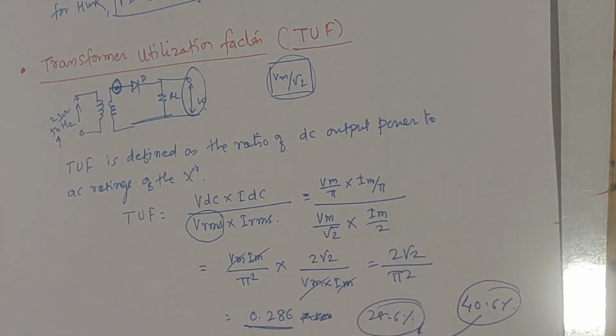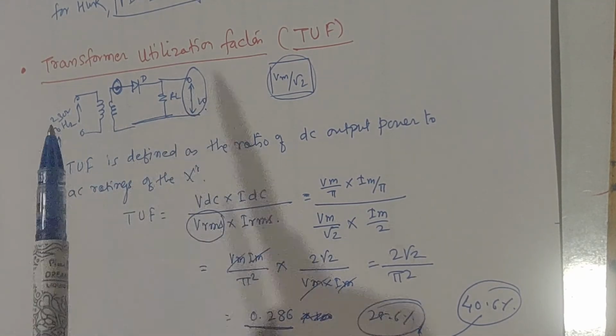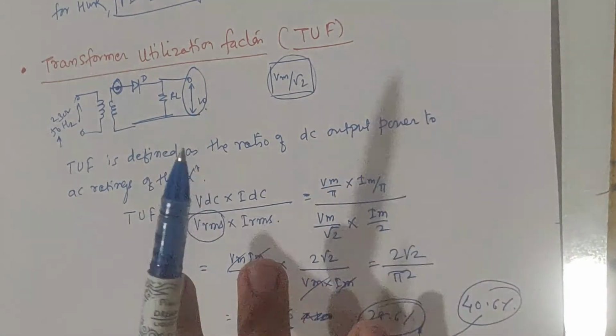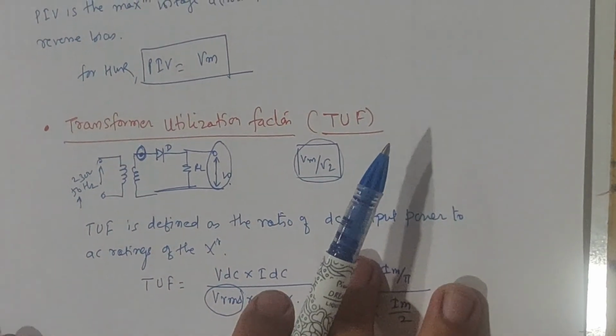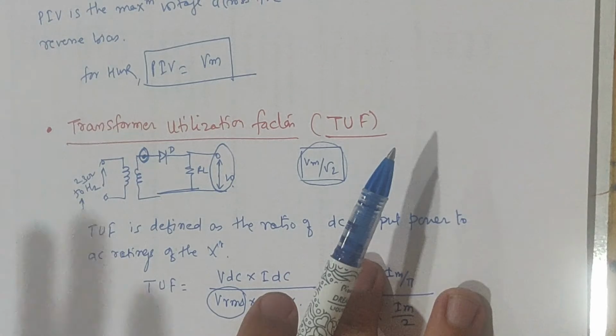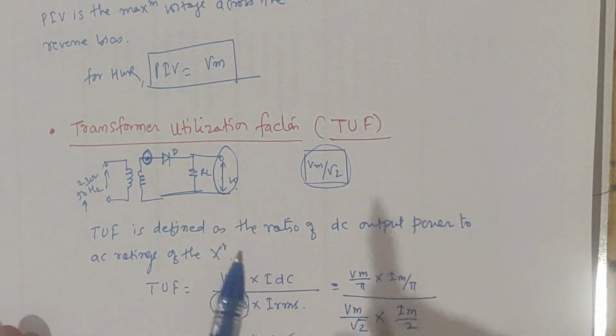Means only 0.286 of the input is being utilized for the rectification purpose. Rest is not being utilized, and that's why this is called a half wave rectifier, because it is not utilizing the entire AC power for the conversion purpose. Okay, I hope you have got this.